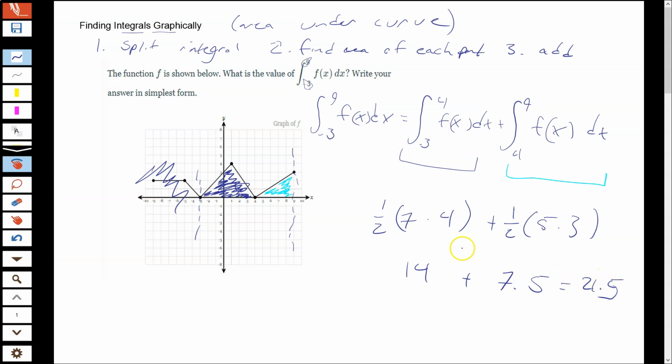Easy enough, right? So all you're doing is using the area formulas that you already know from your previous math career. This is not always how we're going to be finding integrals, but this is how we're going to start out. Okay, the only thing here is just make sure you pay close attention to the boundaries. That's the only thing that might trip you up. We'll do one more before we move on.